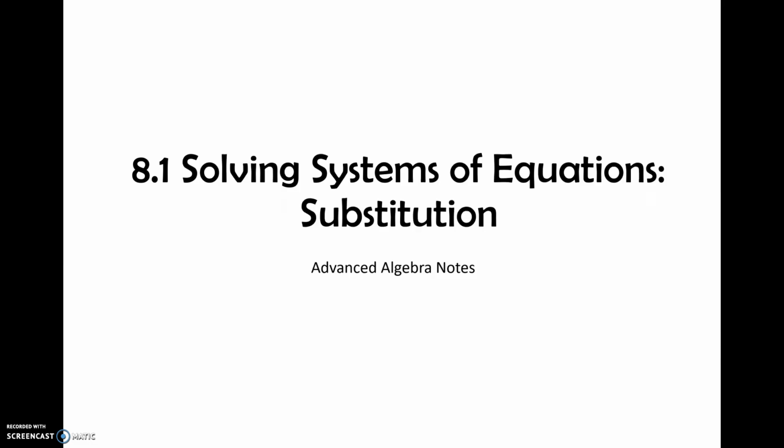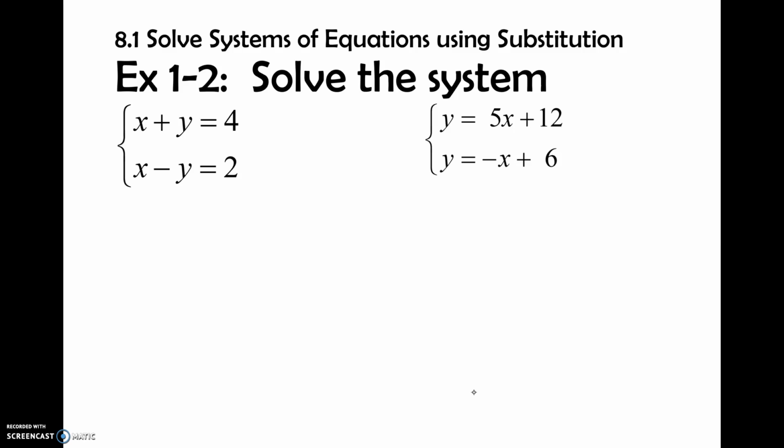We're going to be solving systems of equations using substitution. I know there are multiple ways to do this, but today we are going to focus on substitution. With substitution, you want to get one of the letters of one of the equations by itself. So I'm going to pick where we have positives right here. Let's subtract y on both sides, and that will give us x equals 4 minus y.